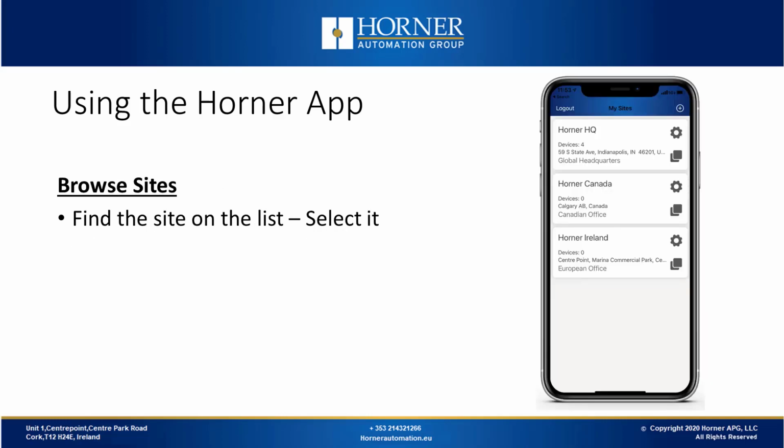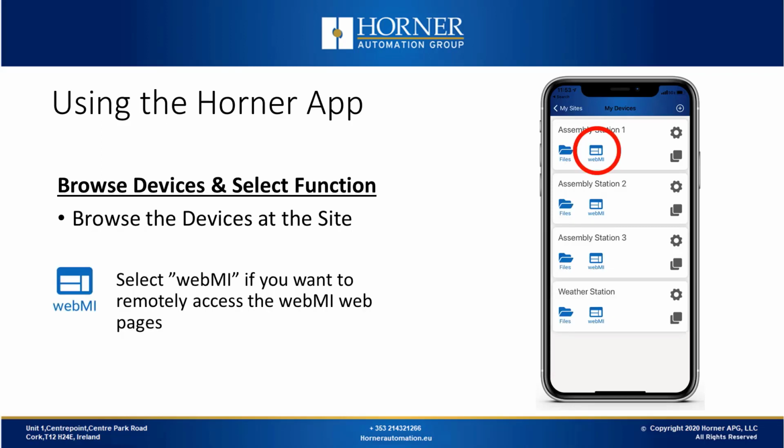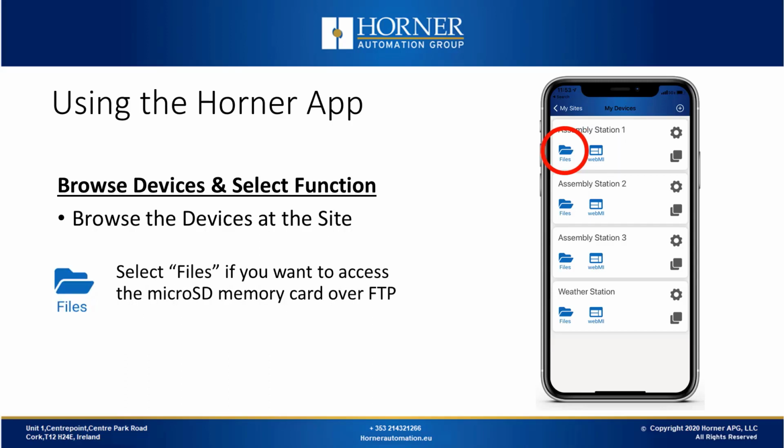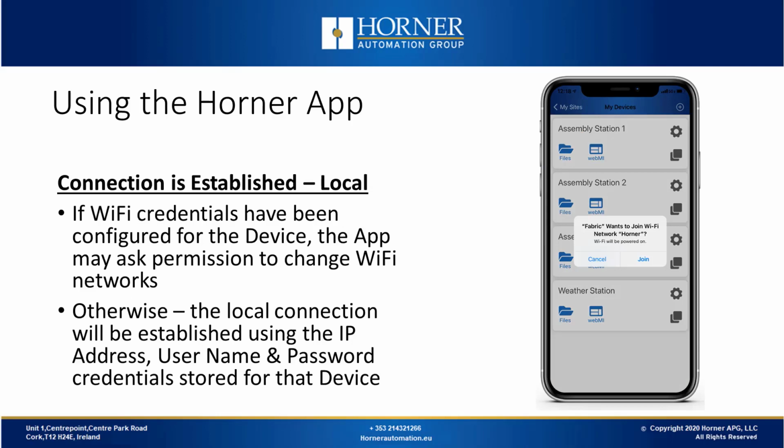After login, we use the My Sites tab to browse all of our sites and select the site we wish to access. Now, we have a list of all the OCSs at the site. We can either press the Files or the WebMI button for each device. Select WebMI if you would like to remotely access the WebMI pages. Alternatively, select Files if you would like to access the microSD memory card over FTP. If you press the WebMI button, the app is going to establish a connection. If this is a local application, the app may ask for permission to change Wi-Fi networks to the same network stored in the device's credentials.